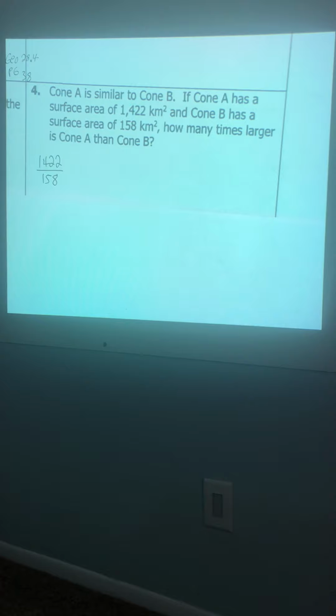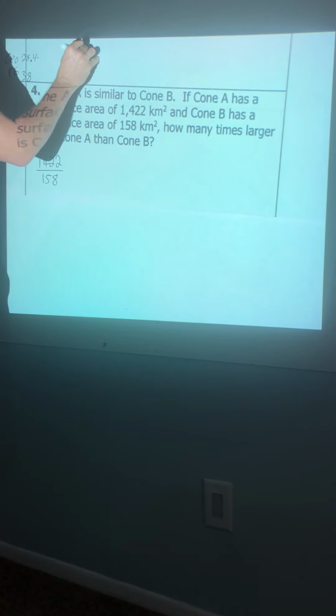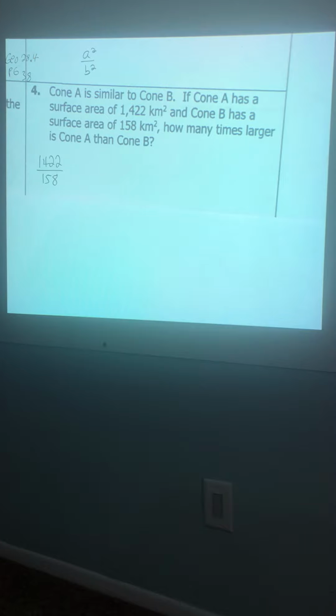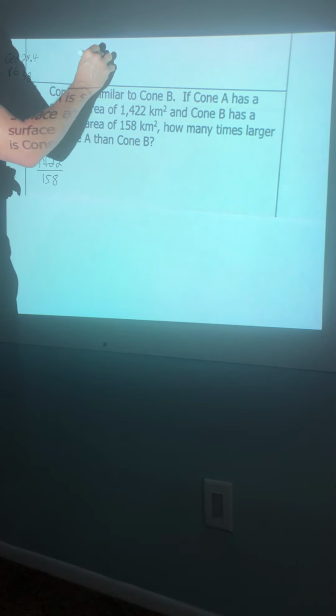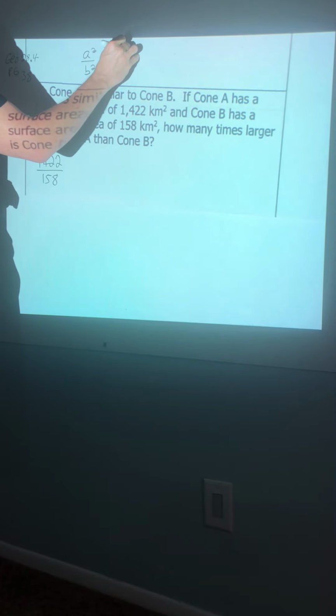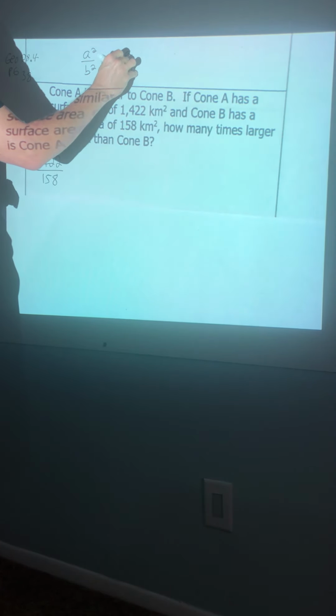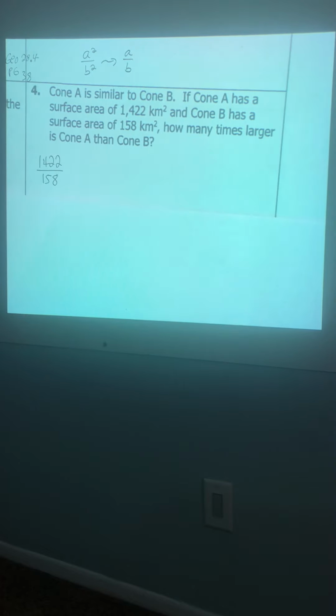Okay, so we're going from surface area to parts. Let me remind you, we're going from A squared to B squared. They gave us surface area first, and now they're curious how many times larger the parts are. So we're going to be undoing this squaring. But I don't like how big that baby is, so let's go ahead and reduce that. Try the ABC key.